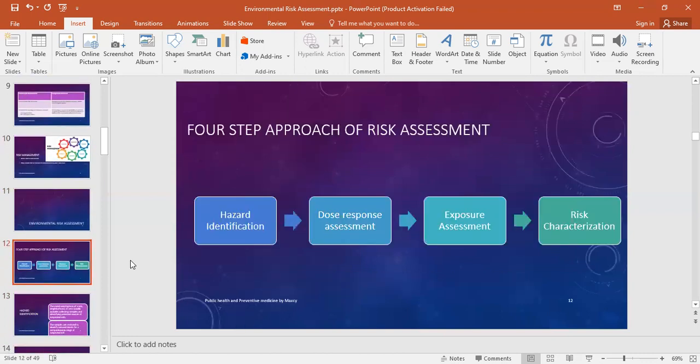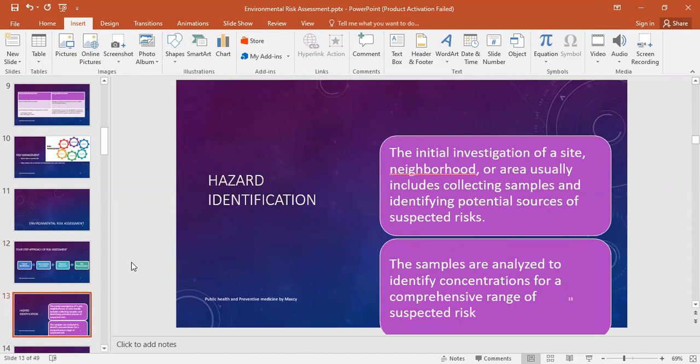Environmental risk assessment. There is a 4-step approach used in risk assessment: hazard identification, dose response assessment, exposure assessment, and risk characterization. First is hazard identification. The initial investigation of a site, neighborhood, or area usually includes collecting samples and identifying potential sources of suspected risk. The samples are analyzed to identify concentrations for a comprehensive range of suspected risks.